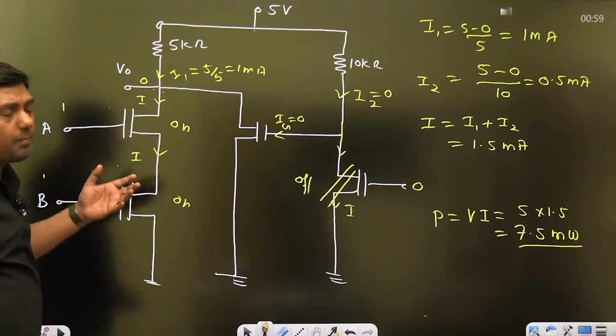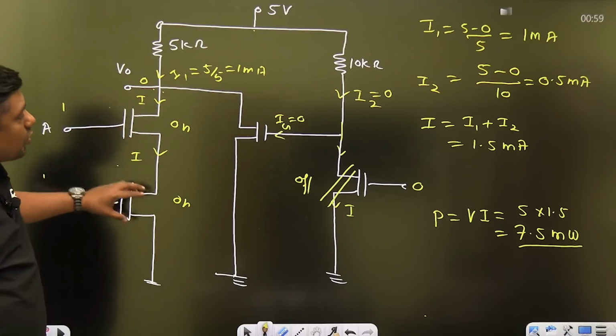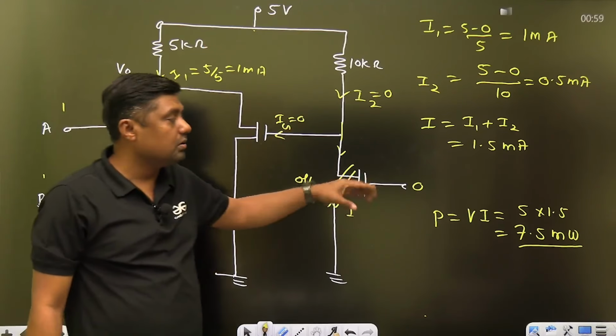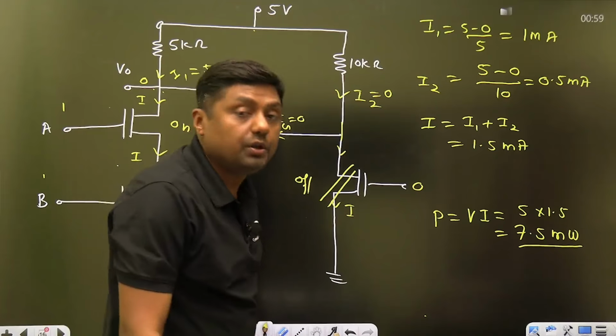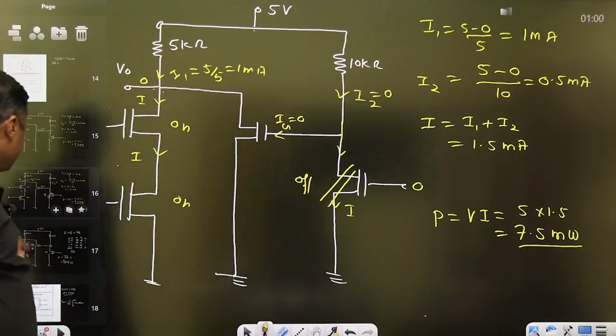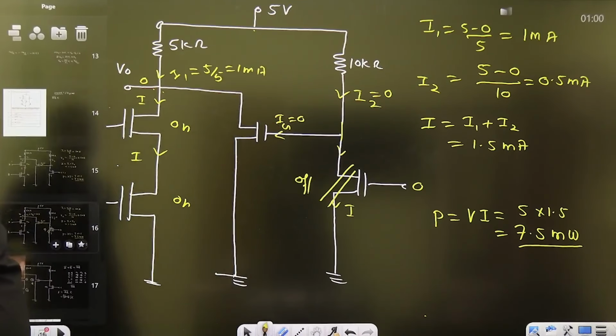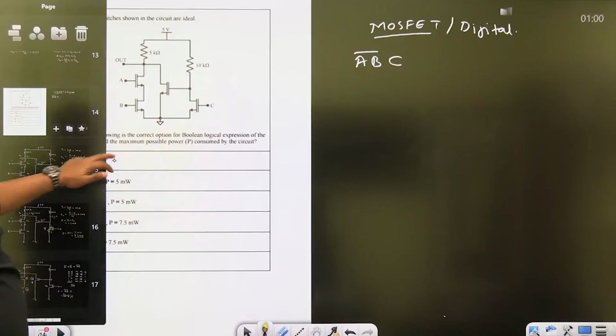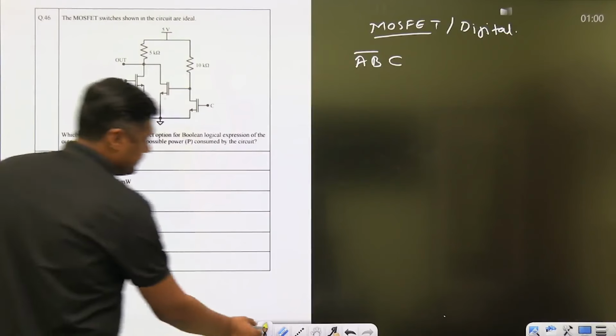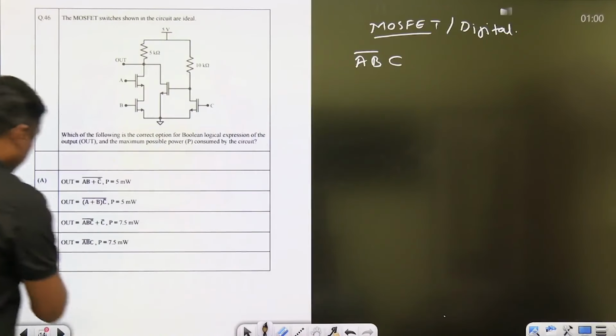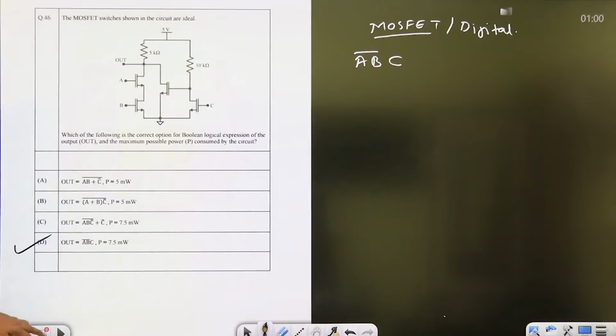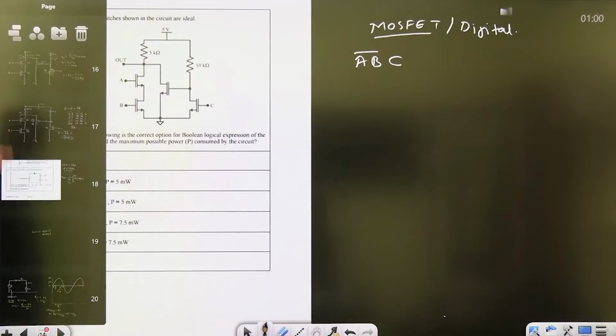So maximum power delivered when these two are on. This is off. This is on. We are getting 7.5 milliwatt. And that's why the answer for this question is D for Delhi. Okay, this is the answer. D for Delhi. So guys, this is the question for the analog, right?